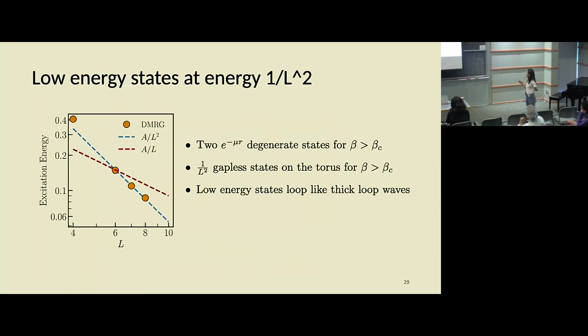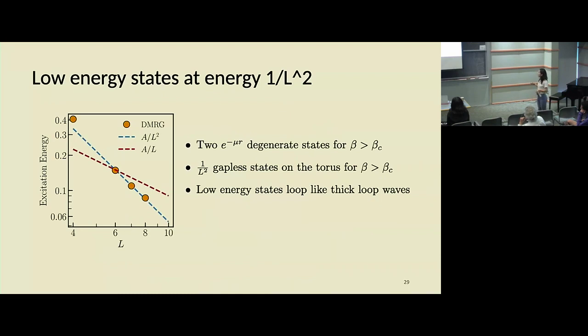Okay, so as mentioned, there are low energy states at energy 1 over L squared. And as shown before, for beta greater than beta c, there's one state that comes down and it is exponentially degenerate, but then there are these other states that also descend. And the low energy states for this current Hamiltonian, at least, look like thick loops.